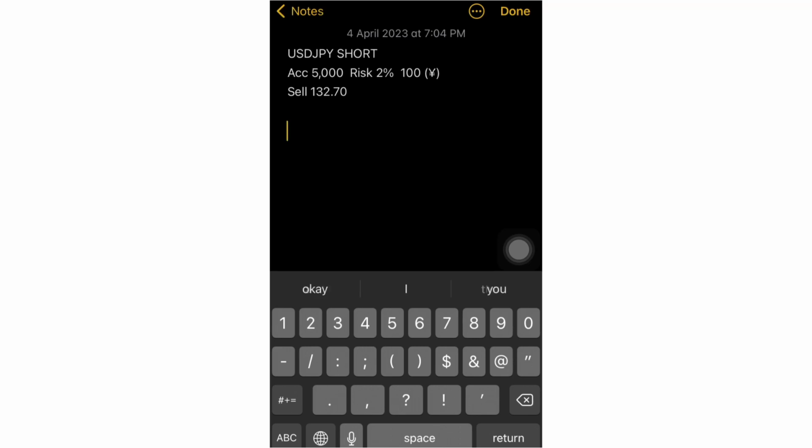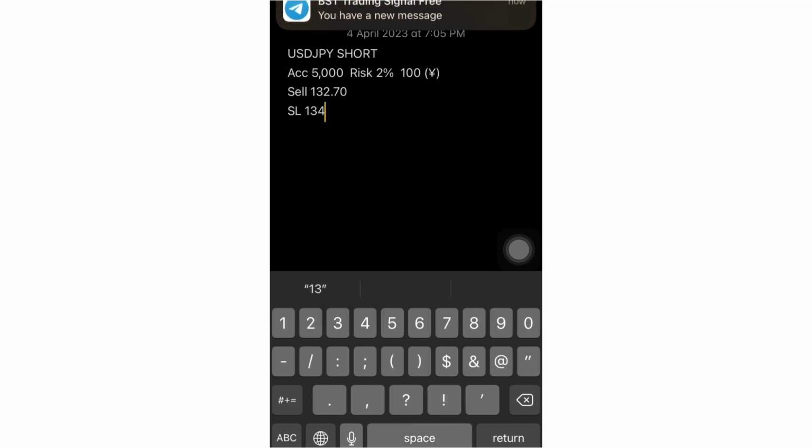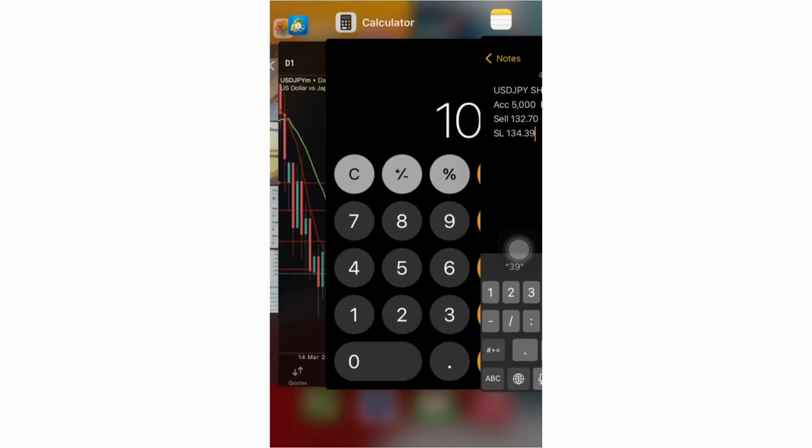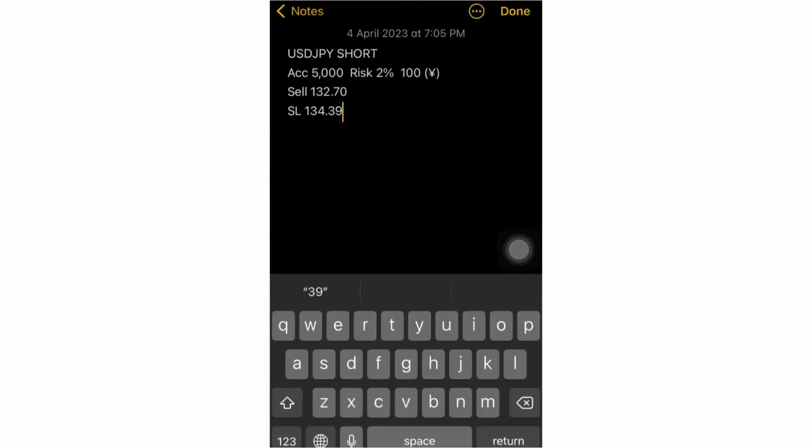The next thing we're going to do is say, okay, the stop loss. Now that we know the stop loss, the SL, to be 134.39, that's the stop loss, right? If you minus this, you're going to have 169 pips. 134.39 minus 132.7. You see, 169 pips, right? So this is our stop loss.